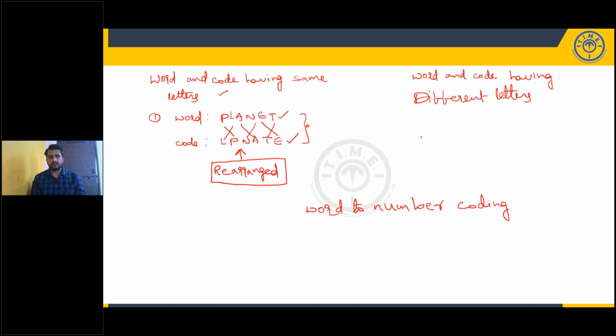And model 2 is word and code having different letters. In either the first model or the second model, we will definitely be given one clue. Without the clue, answering the questions is not possible. So a word and code will be given. Let's say an example: the word is PLANET and the code is QMBOFU. The letters present in the word and the letters present in the code are different.